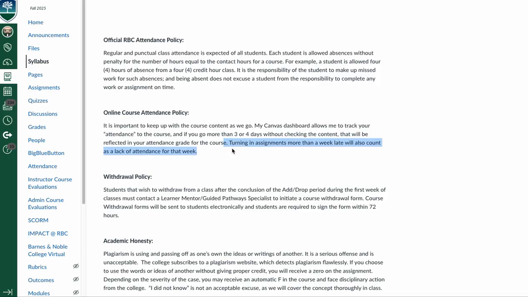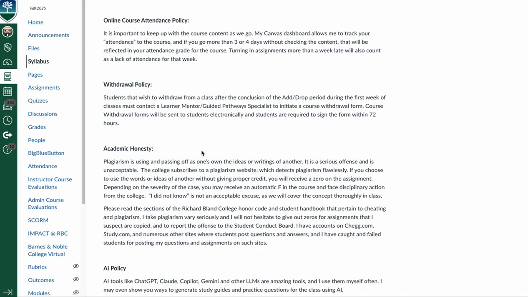And I will check, like I said, every couple of weeks I'll check Canvas just to make sure you haven't gone more than a week without logging in, so that's important.